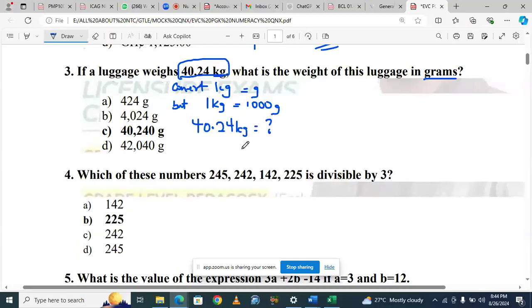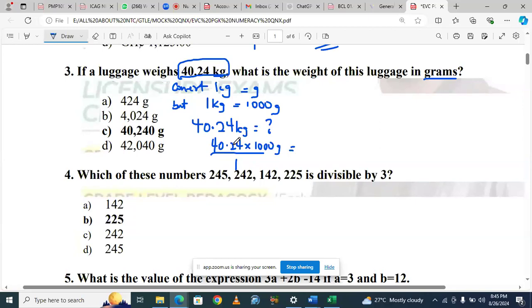How many grams? Now, if 1 is giving us 1,000, then 40.24 will it give us more or less? More. So if more, let's multiply. Is that right? Yes. So we have 40.24 times 1,000 grams.